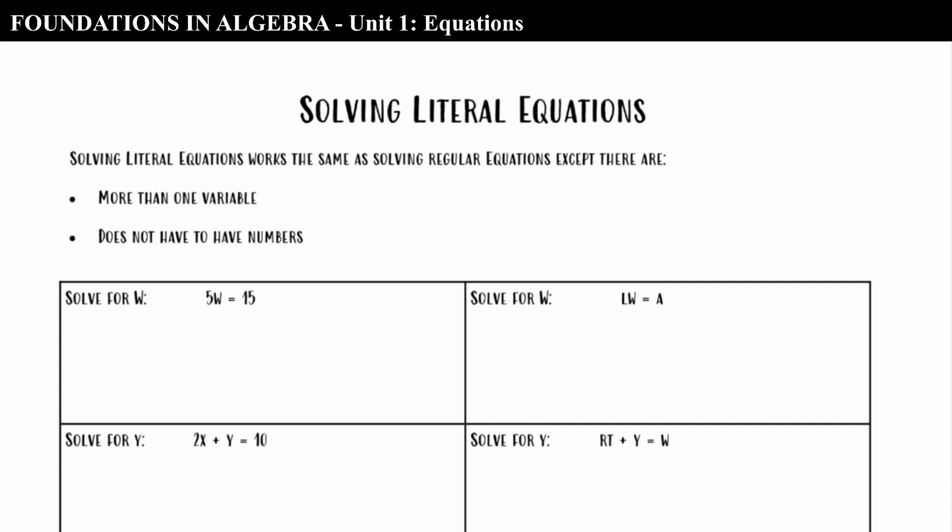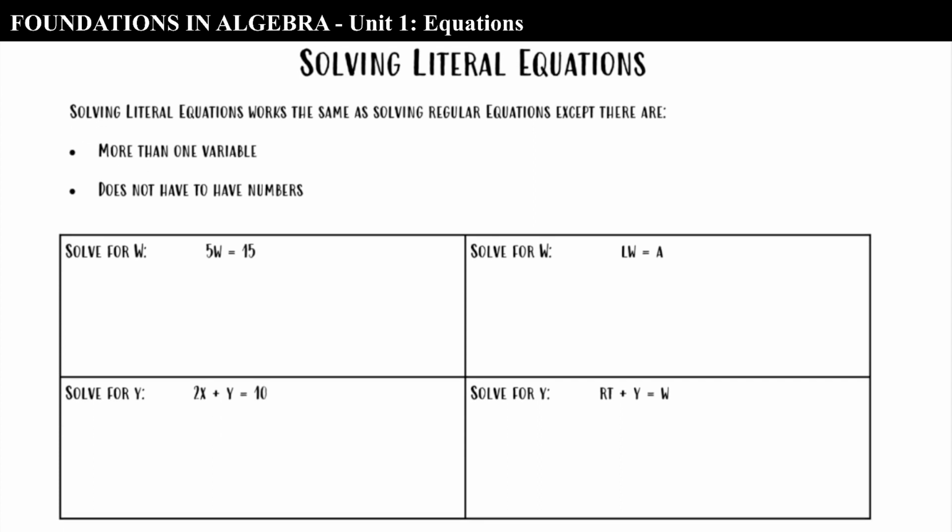But as we do these, keep in mind, we're still distributing the same way. We're still combining like terms the same way. We're still adding, subtracting, multiplying, and dividing on each side the same way. Okay? So, with all that being said, let's talk about some examples here.